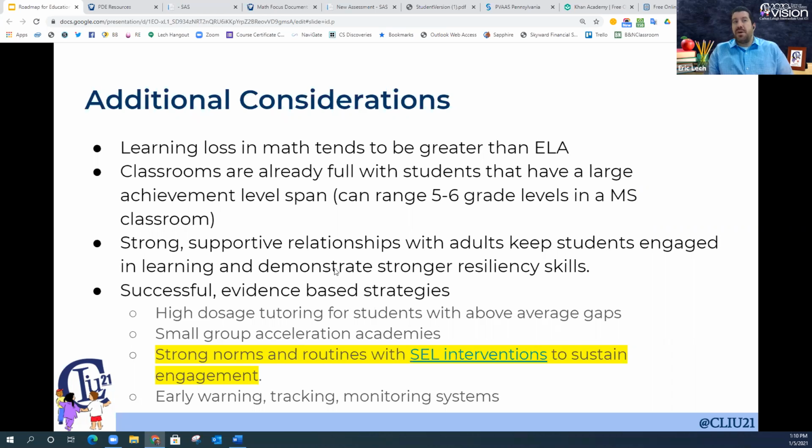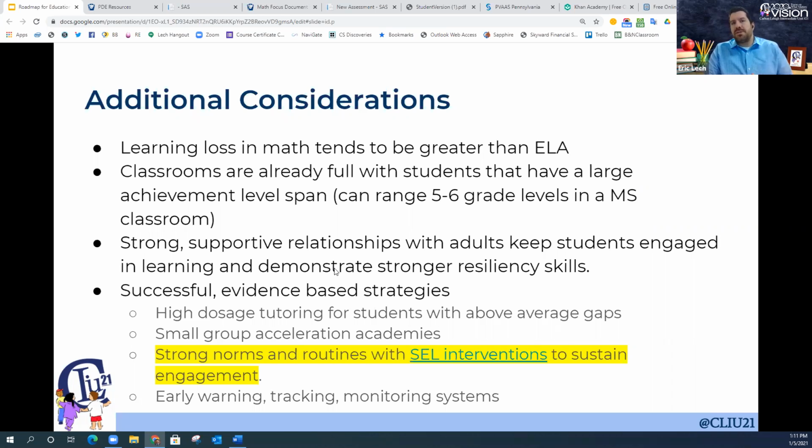We also want to make sure that we are using successful evidence-based strategies. Students that are really struggling may need more individualized tutoring, and that's going to be a much more effective strategy than having them in a small group in some cases. We know even that in some cases there are needs for small group acceleration academies as we start thinking about moving beyond the 2021 school year. Does that mean some students might need to develop into different course models as they move forward?